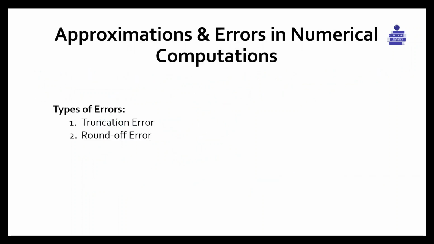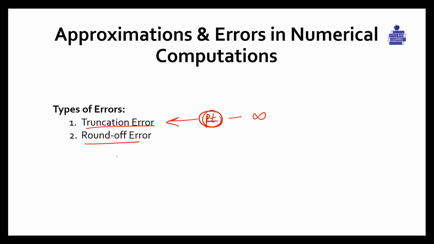Next, we have approximation and errors in numerical computations. Firstly, there are two types of error. The first one is truncation error. It occurs when a numerical method approximates an infinite process. For example, stopping the Taylor series at a finite number of terms is a truncation error, because the Taylor series continues to infinity, and if we stop it at a certain point, it will cause a truncation error.